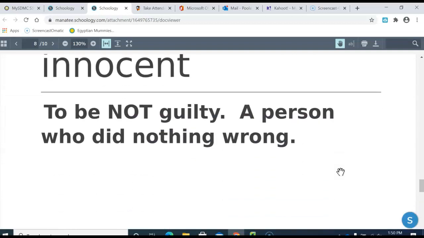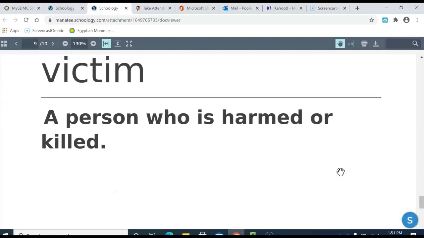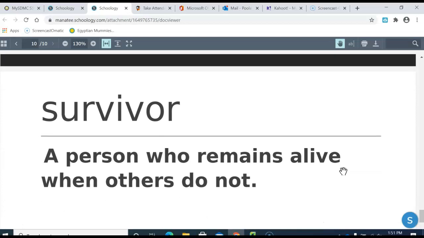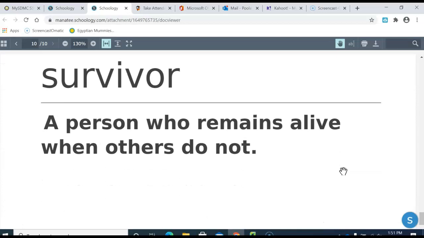Innocent, to be not guilty, a person who did nothing wrong. And victim, a person who is harmed or killed. The last word is survivor, a person who remains alive when others do not.